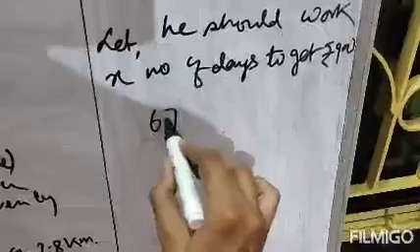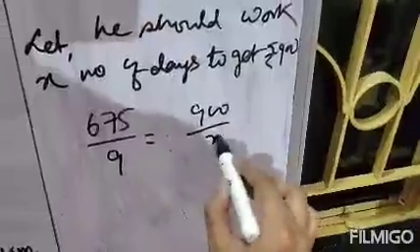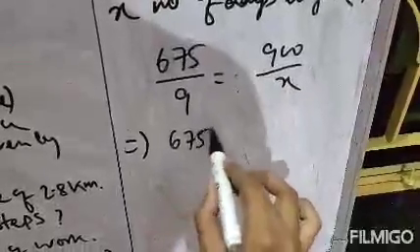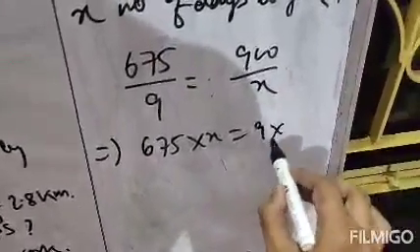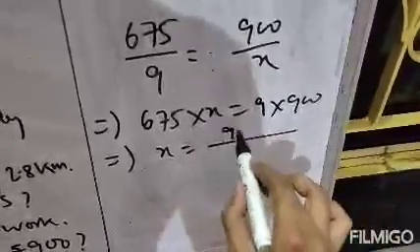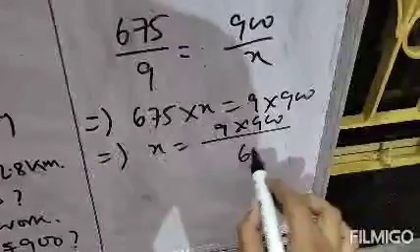That means x by y means 675 by 9. So this is also x, this is also y. So x by y means this. Clear? X by y will equal x by y. So solve. Now 675 into x equals 9 into 900. Therefore x equals 9 into 900 divided by 675.